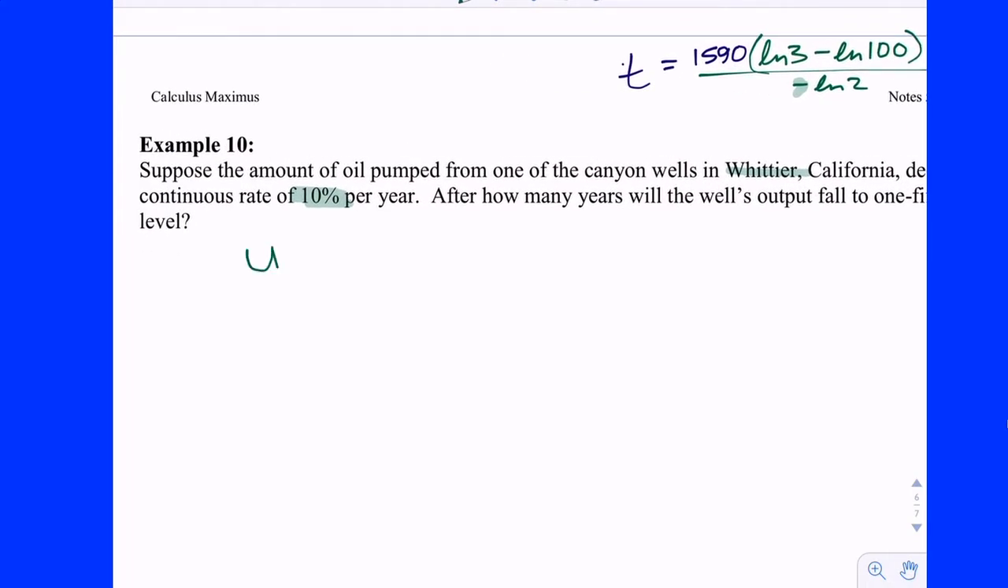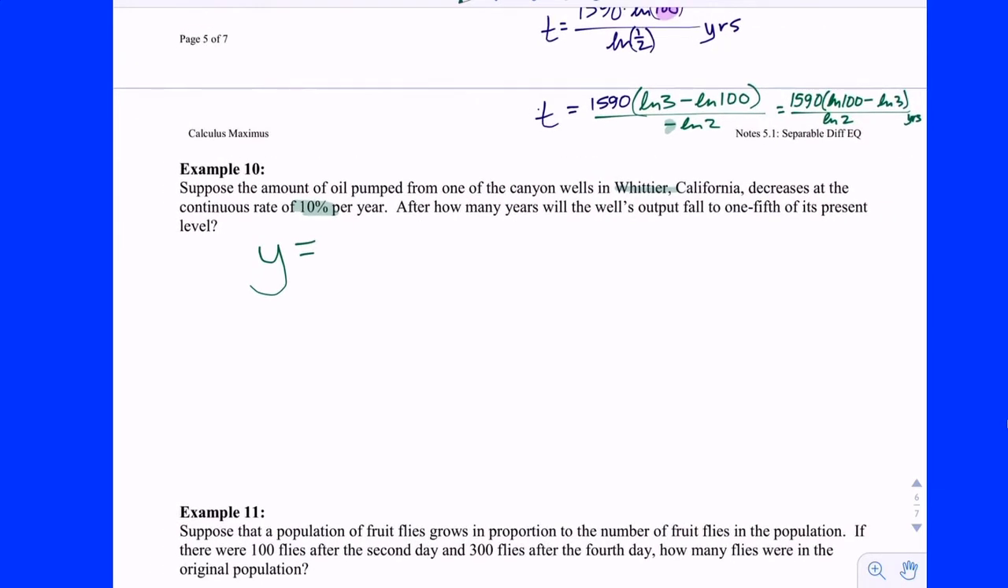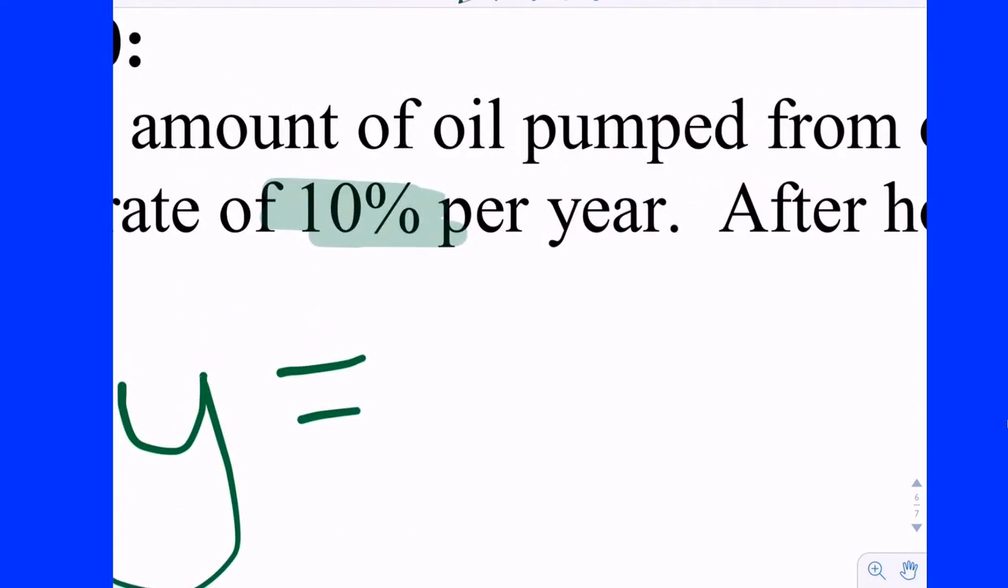So you want to go to y equals, sect or not? Can we create the equation a little bit easier? If we let y be the amount of oil that we currently have pumped by the wells, do we know what the initial amount of oil is? No. What can we do then? Make one up. Very good.